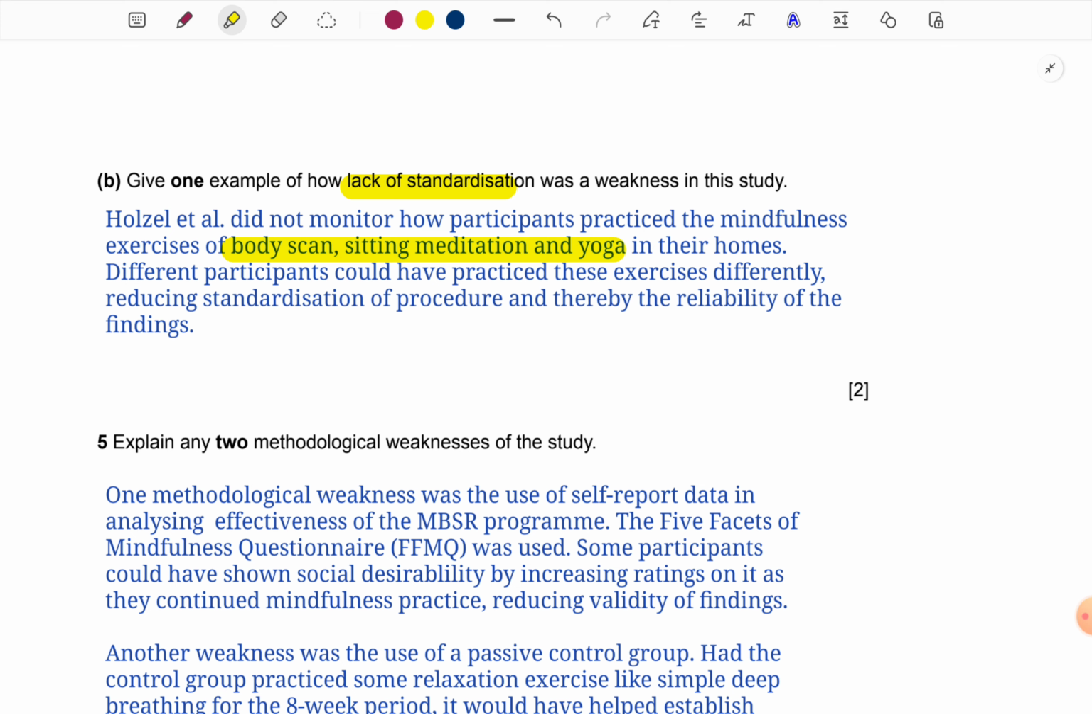Now, very important in the question, the word weakness has been used, and they want this example how it shows a weakness. So you can't just leave it at this was what was not standardized. Then that becomes a descriptive answer. How it was a weakness is very important. So it is a weakness because participants could have practiced these exercises differently, and that would have reduced the reliability of the findings. Very important to link it to the weakness and not just leave it at what was different.